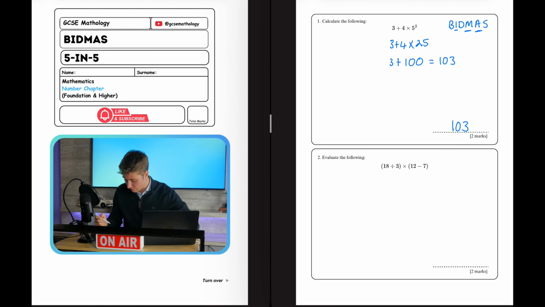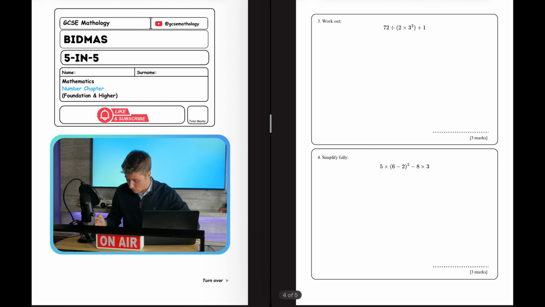Question 2 says evaluate the following. We've got 18 divided by 3 in a bracket times 12 minus 7 in another bracket. So step 1, write BIDMAS out. So the first thing is simplifying the bracket. So we've got in the first bracket 18 divided by 3. This is 6 multiplied by 12 minus 7 in another bracket. 12 minus 7 is equal to 5, and 6 times 5 is 30.